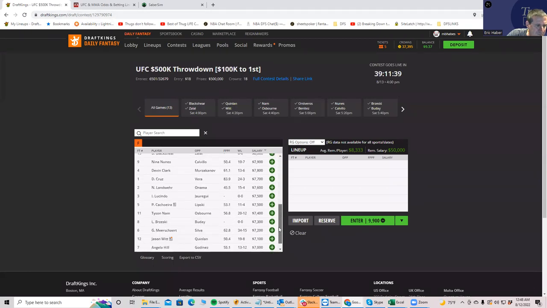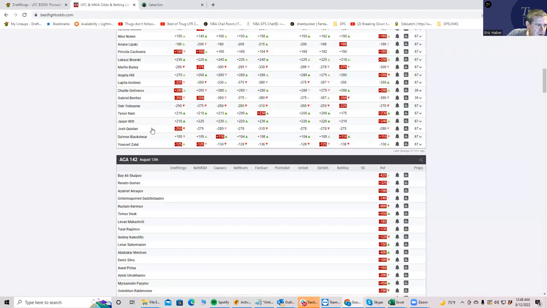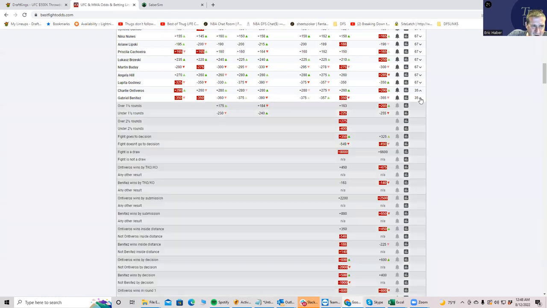Okay, so moving up the card here, Benitez Altaveras, right? So you have Benitez, who we described earlier. He is a minus 350, minus 390. He's, I think, the biggest favorite on the card, at least very close to Onama. Actually, he's a little bit better than Onama.